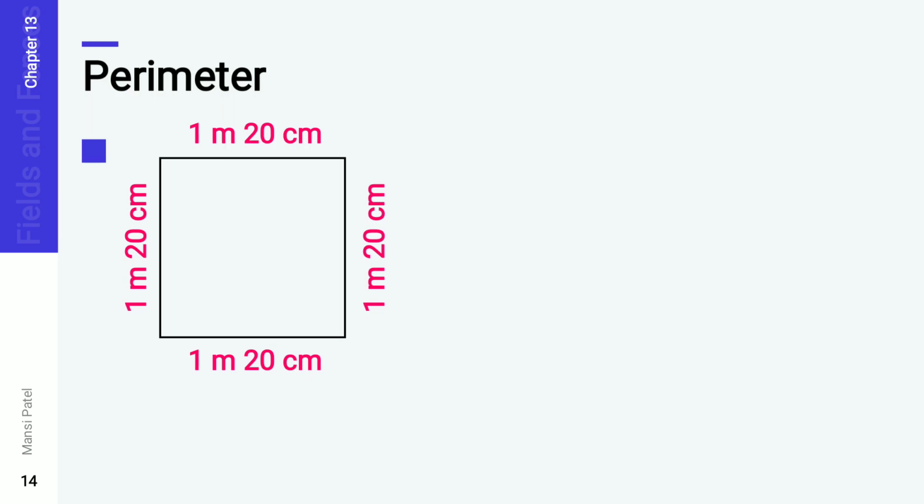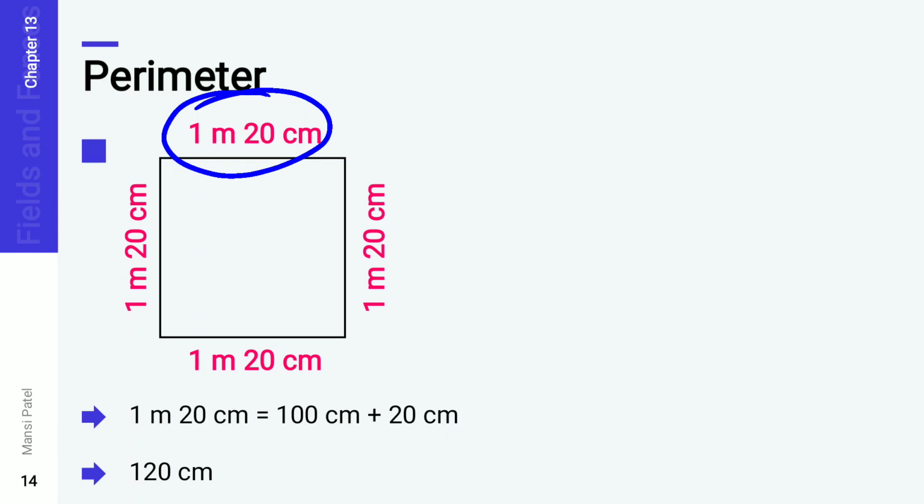So, we are just converting 1 meter into centimeter. As we know already, 1 meter is equal to 100 centimeter. So instead of 1 meter, we write down 100 centimeter plus 20 centimeter. 100 plus 20 is equal to 120 centimeter. So this is the measurement of one side. So instead of these 1 meter and 20 centimeter, we can write down 120 centimeter. Yes. So this is the measurement of one side.